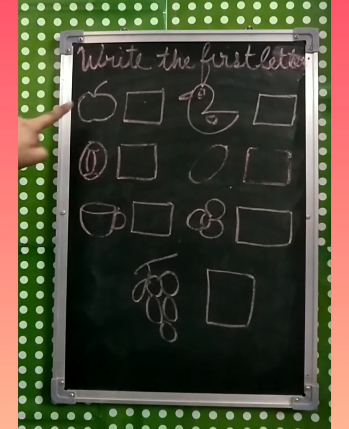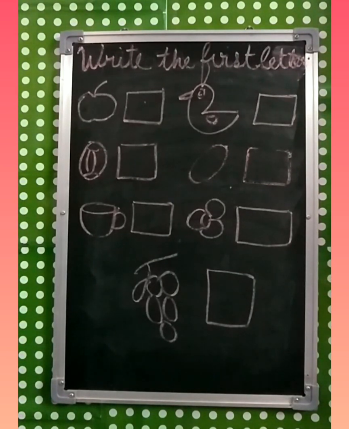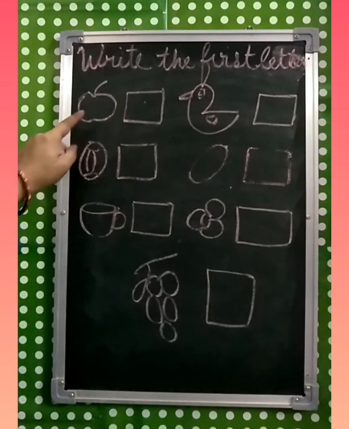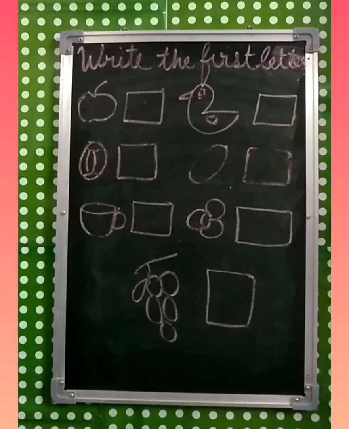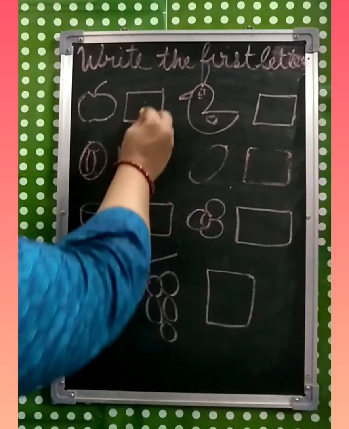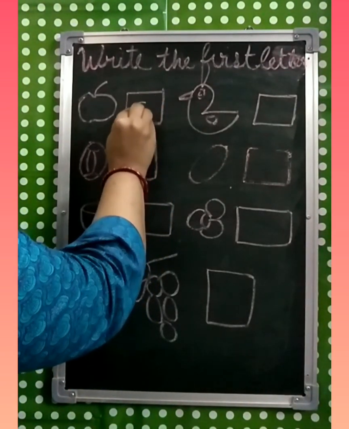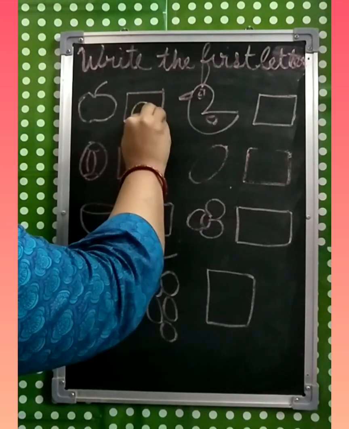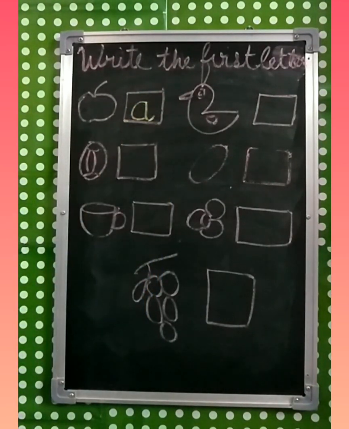Let's start. What is this? Yes, apple. We will say with sound. We will not say like this, apple. We will say with sound. Apple. So apple starts with A. Remember children, you have to write small letters, not capital. Okay? First, you are going to write small letters. This is A.